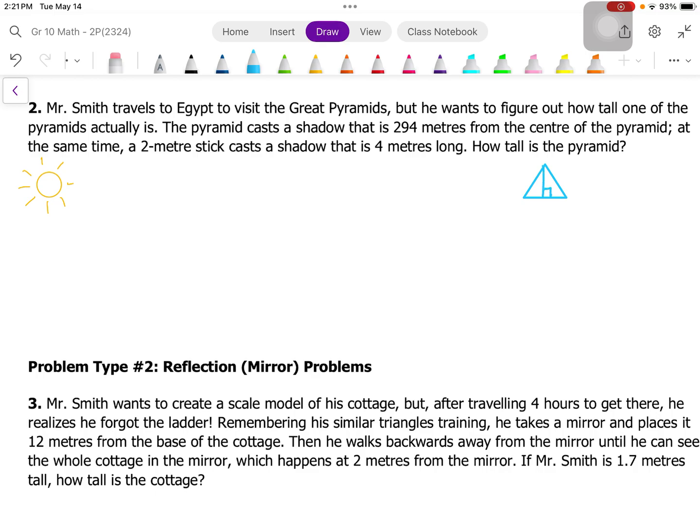So this part of the pyramid doesn't actually matter. So as we draw our pyramid, the height of the pyramid is the only part that we're concerned about. So that's what he wants to figure out, how tall or the height of the pyramid, and the shadow that gets cast by the pyramid is 4 meters.